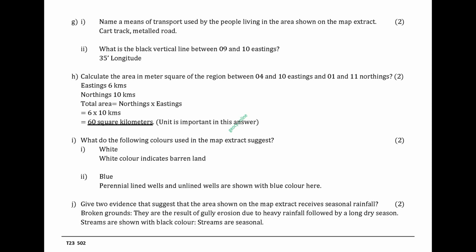What do the following colors used in the map extract suggest? White. White color indicates barren land. Blue. Perennial lined wells and unlined wells are shown with blue color here. Give 2 evidences that suggest that the area shown on the map extract receives seasonal rainfall. Broken grounds, they are the result of gully erosion due to heavy rainfall followed by a long dry season. Streams are shown with black color, streams are seasonal.